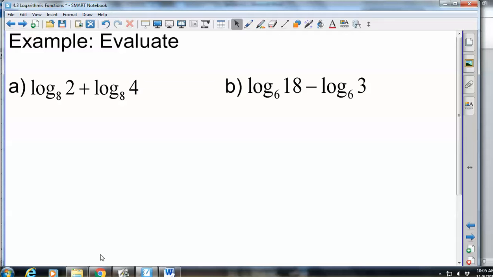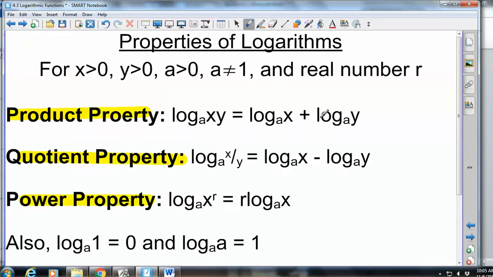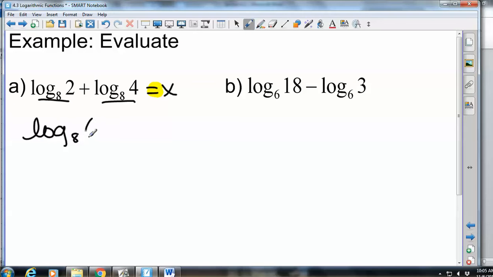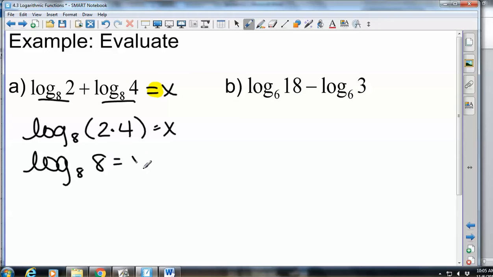Now, the issue is, if you do that, we always want to change it to exponential form. But you can't write it as exponential form unless you just have one logarithm over here. How could I make that one logarithm? Multiply. If you have a log of two things added, then you can put them back together by multiplying. So this would be log base 8 of 2 times 4, or log base 8 of 8.